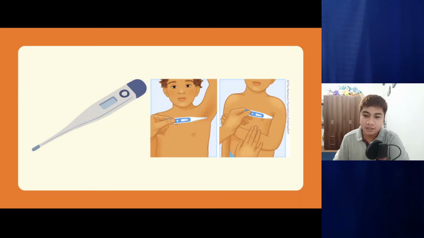So, in checking your temperature, we have lots of sites. Again, we can use this one. If you have one at home, we will have this digital thermometer. When you turn it on, you can place it in your armpit, wait for the beep, and then, voila. You have a result of your body temperature.